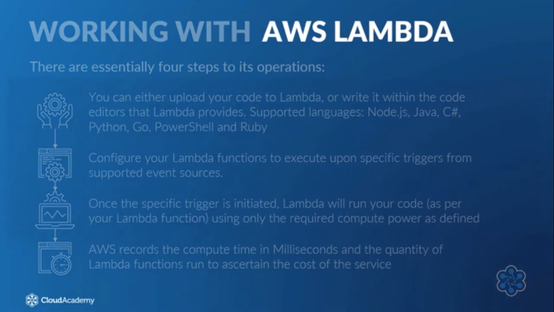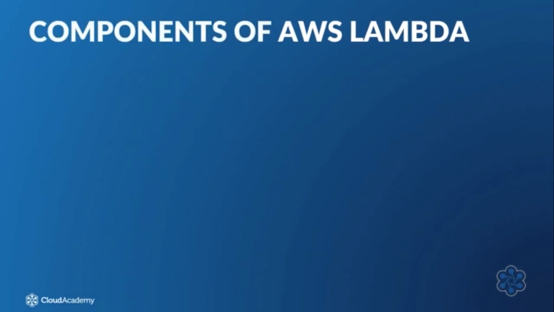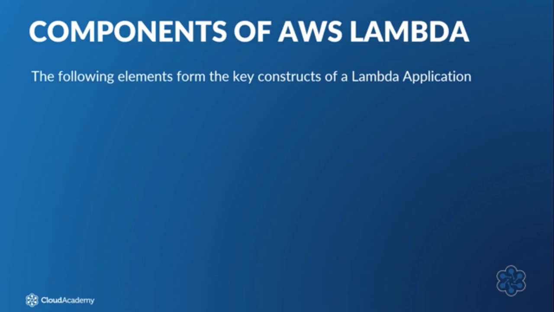For an AWS Lambda application to operate, it requires a number of different elements. The following form the key constructs of a Lambda application. Lambda function.